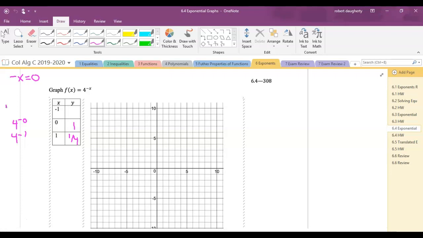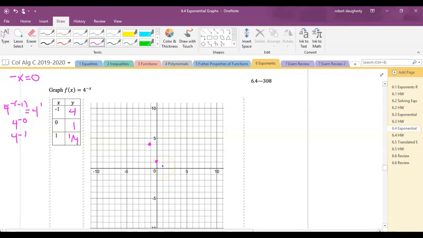Okay. And then this is 4 to the -1. What's -1? Yeah, so this is 4 to the 1. What is that? 4. Okay. So this graph is -1, 4, 0, 1, 1, 1/4.